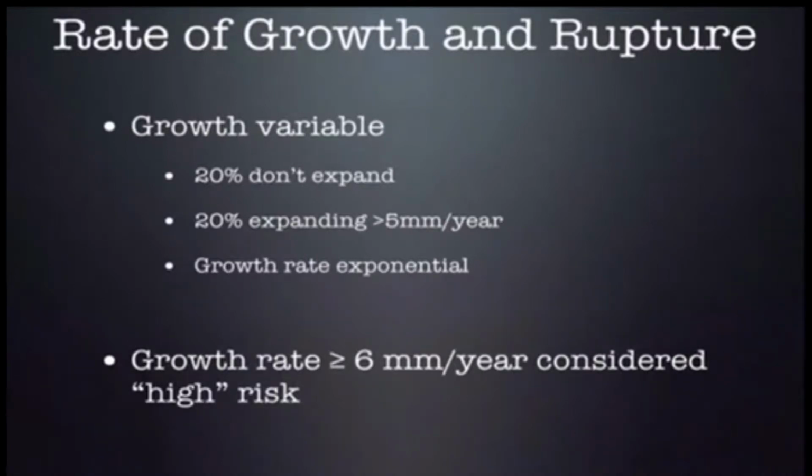A growth rate that is high risk for rupture is greater than 6 millimeters per year. So if you're scanning a patient, discover a AAA, and they say that they have a history of AAA, it may be worthwhile to compare your measurements to their last CT or their last ultrasound measurement. If they're growing at a rate greater than 6 millimeters per year, you may want to give them some urgency to get back in touch with their vascular surgeon.